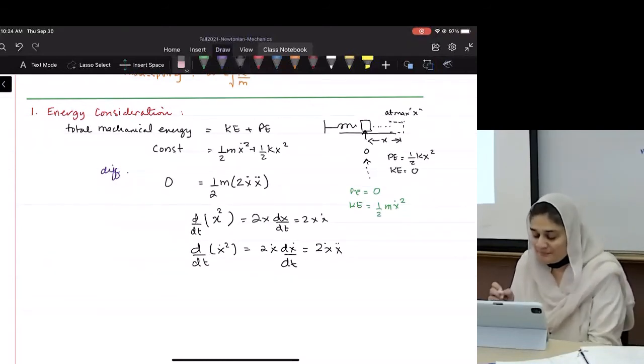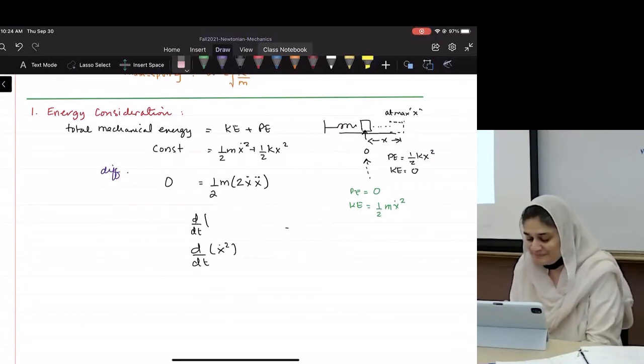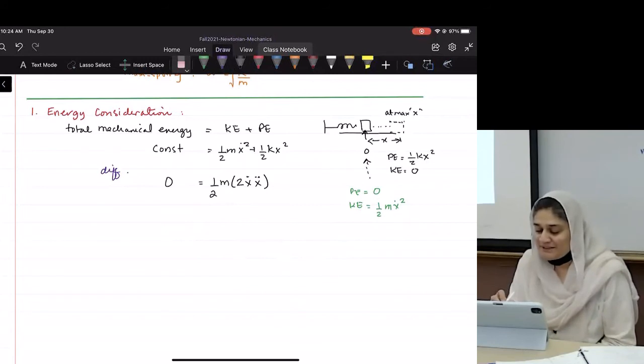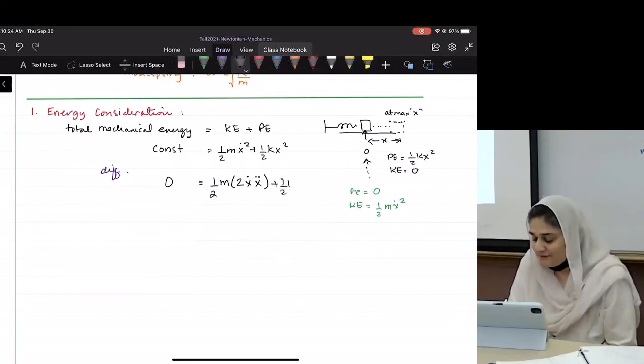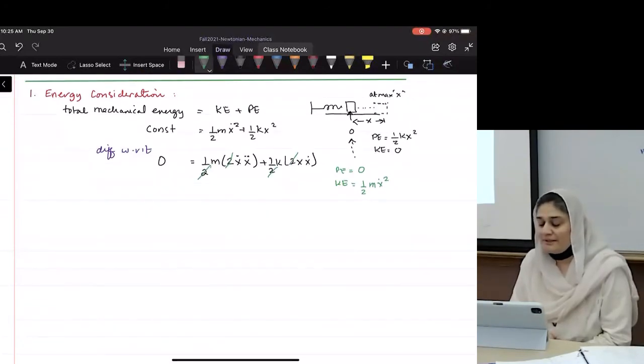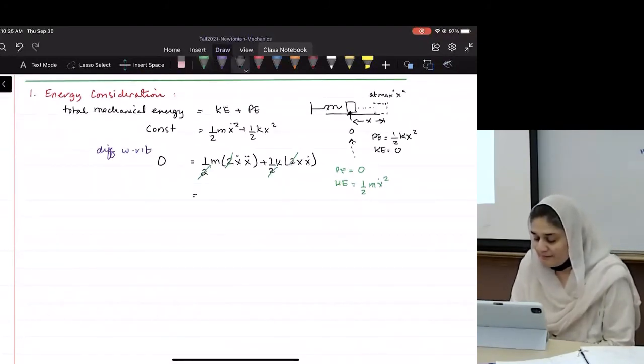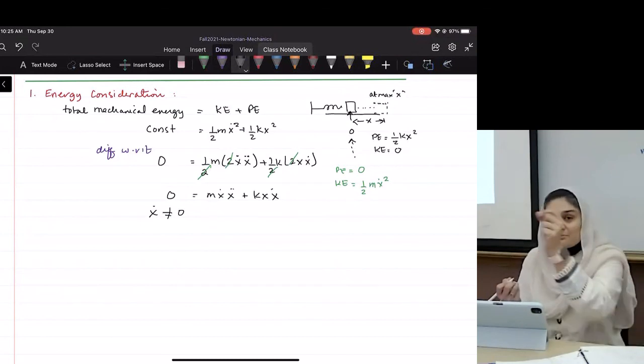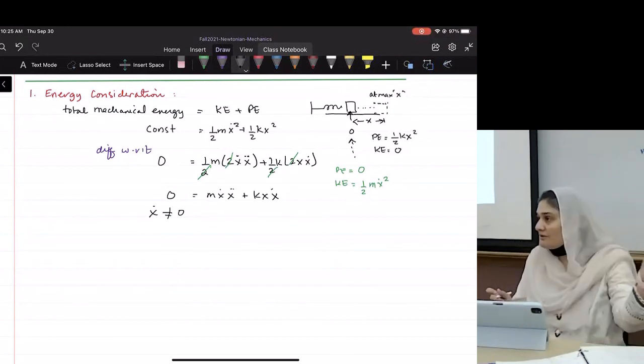Yes? Okay. I'm going to still erase this. So far so good? Plus 1/2 k 2x x dot. So far, so good? Now, will this result in those two go away? Am I left with m x dot x double dot plus k x x dot equals 0? Is x dot equals to 0? No, right? That's the velocity. It can't be 0. Unless we're talking about extremums, which we're not. We're talking about all of it.